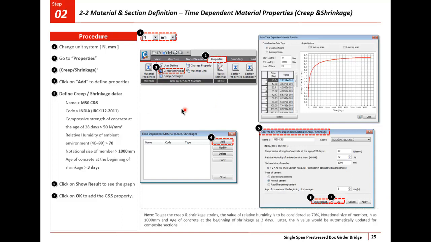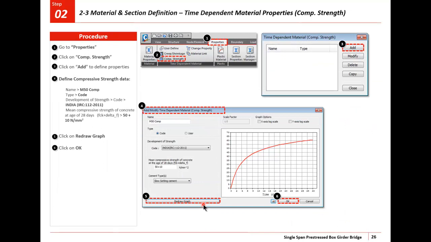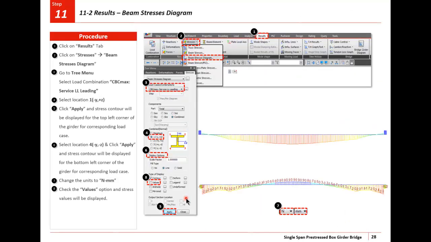This is the material property which is defined in MIDAS Civil. In MIDAS Civil, creep, shrinkage and compressive strengths are defined, and we have defined them in MIDAS FEA also, according to the IRC 112 code. So this was the section as I said.